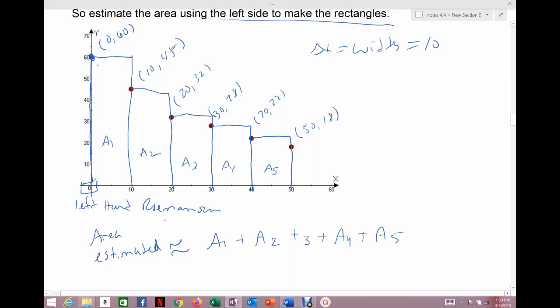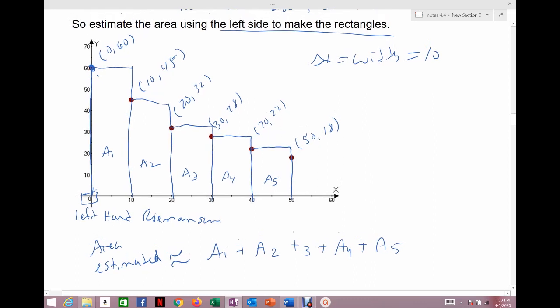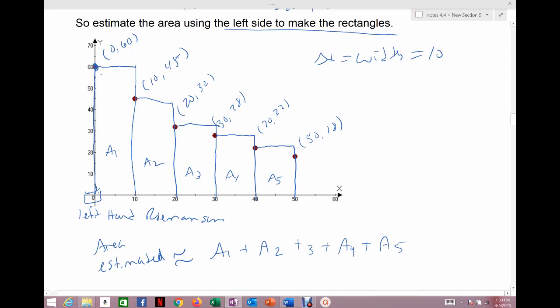All right, and so using the left side, now I'm using the left side versus right. So the left side means I'm going to start here on the left. So this first rectangle now has a height on the left side of 60, right? It goes up here, and that's its height at 60. The next rectangle starts at 10, and its side's on the left here, which is my 45. The next one's here at 20. Its side goes up to 32. 30, its side goes up to 28. 40, it goes up to that point, which is 22. And then we stop, so we don't use the last point.